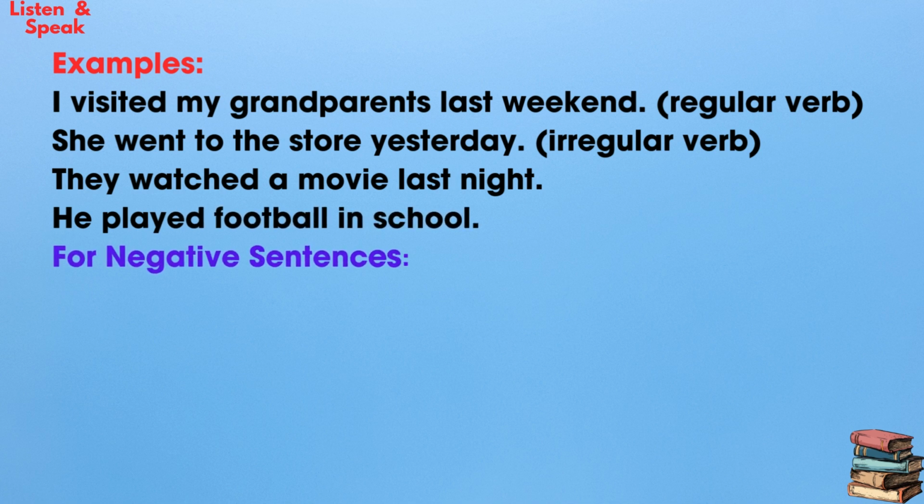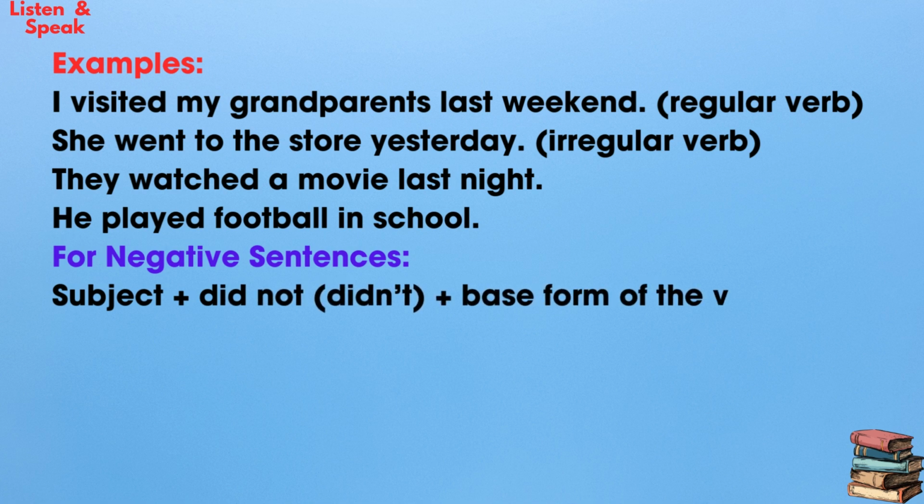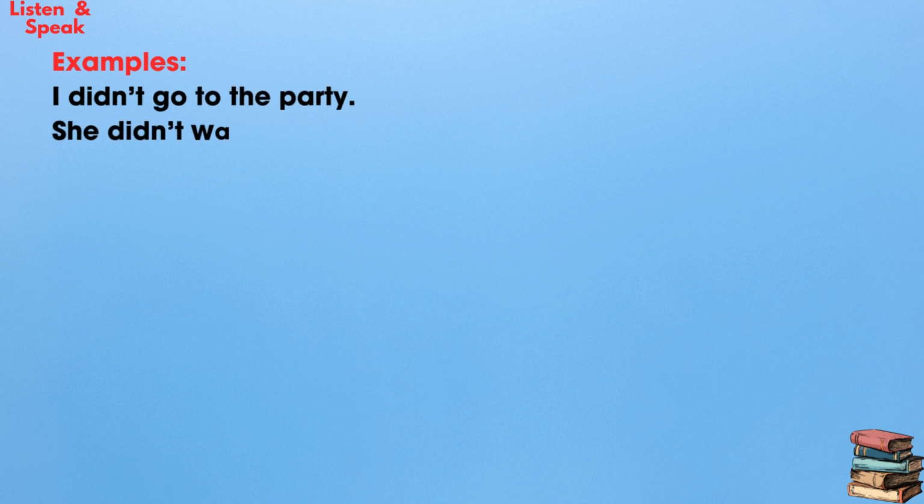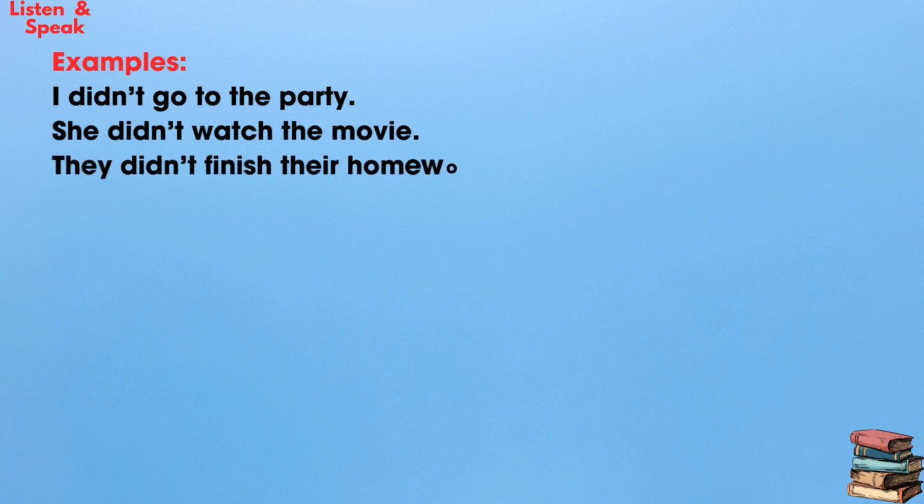For negative sentences: subject + did not (didn't) + base form of the verb, V1. Examples: I didn't go to the party. She didn't watch the movie. They didn't finish their homework. He didn't study for the exam.